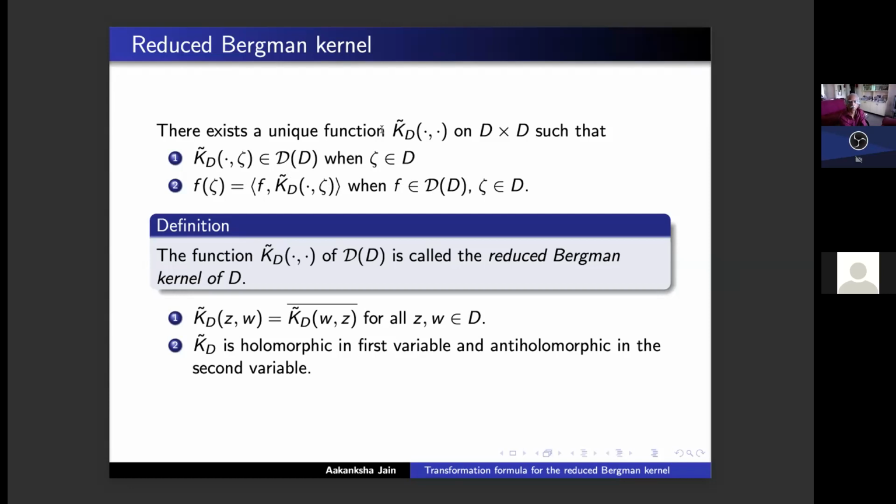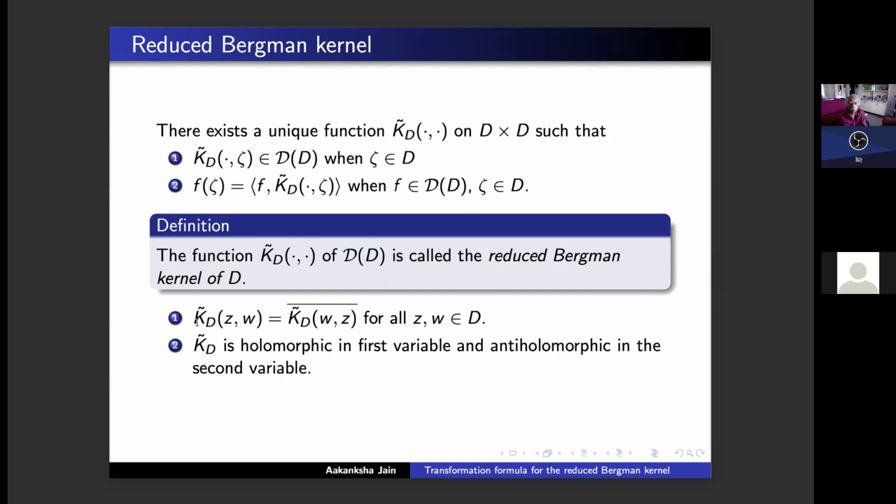So we see that we have a function of two variables here, denoted by k tilde D on D cross D, such that if I fix the second variable, then this is a function in the reduced Bergman space, and this function reproduces the entire Hilbert space. So this function k tilde D is called the reduced Bergman kernel of D. Sorry, there is a typo on the slide.